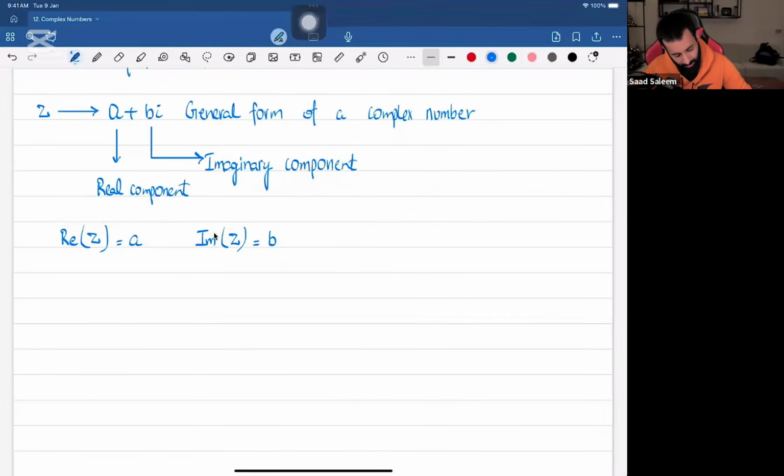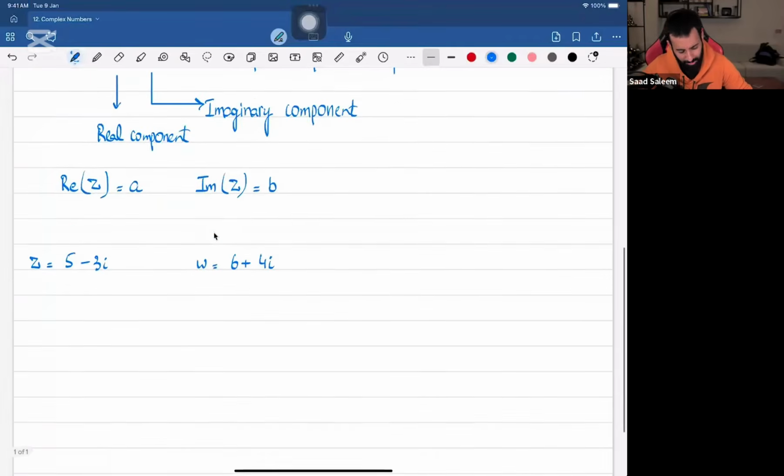So let's say that you're given Z is equal to 5 minus 3 iota, and along with that, you are given that W is equal to 6 plus 4 iota. Okay, just random numbers. Now here, the real component of Z is equal to 5, and the imaginary component of Z is equal to minus 3.